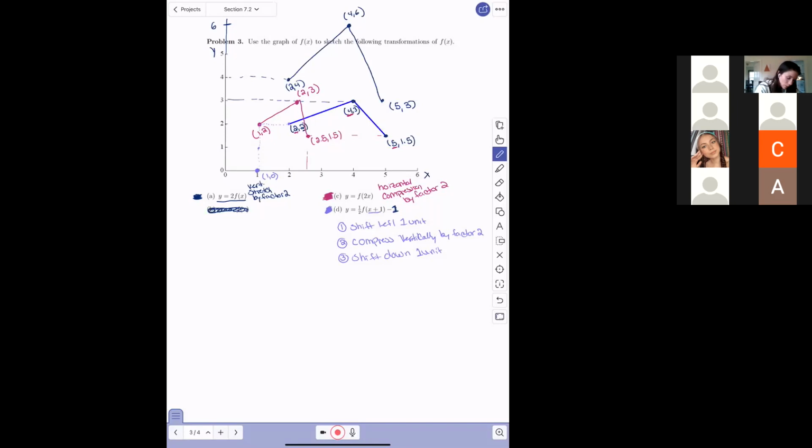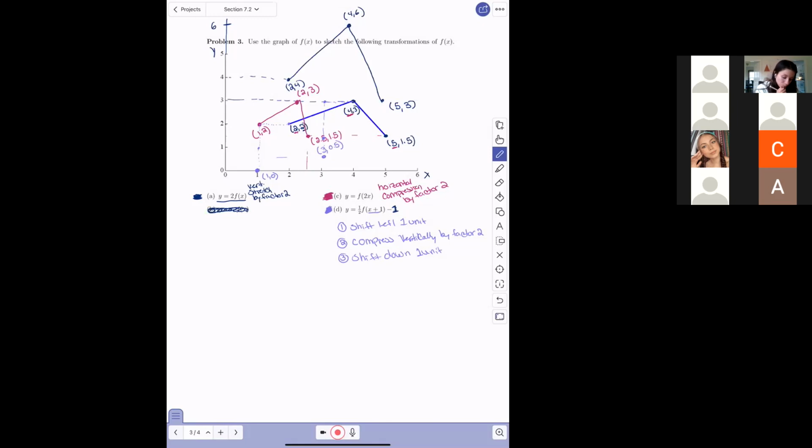Okay, next we have the point 4, 3. The first thing that we do is we shift left 1 unit, so follow my pen. Go all the way to where the 3 is, pretty much right here. Then we divide the y value by 2, so we're left at around 1.5, about here. And then we subtract 1, so we're left at about 0.5. So now we have the point 3, 0.5.